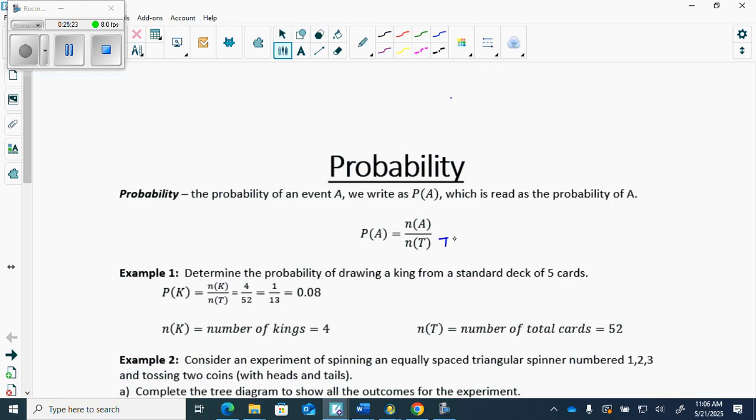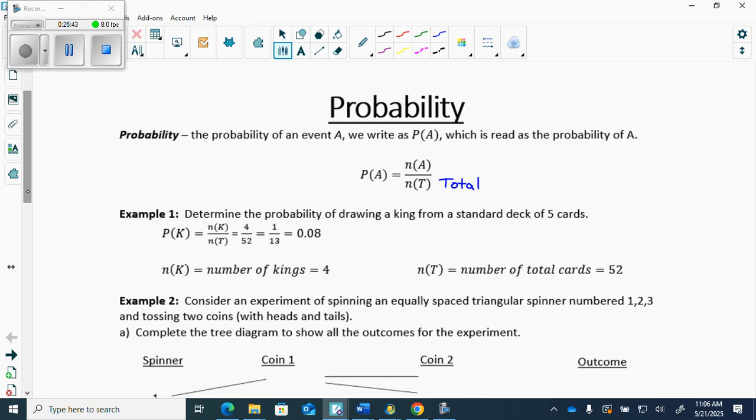Okay. Total. So like, we've done this with pizza when you guys were younger, like little spinners, right? And there'd be one that was blue out of 8. So you'd go 1 out of 8. Probability of blue was 1. Total number of pieces was 8. 1 out of 8. Right? That's all this means. So here it says, determine the probability of drawing a king from a standard deck of 5 cards. That should say 52. That is a typo. Please put a 2 behind the 5. From a standard deck of 52 cards.